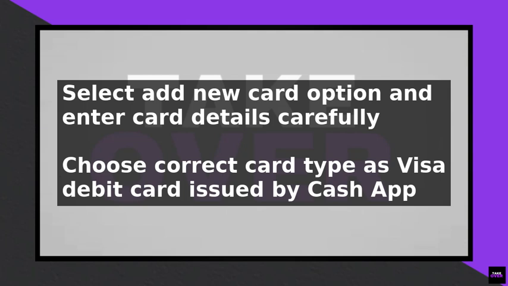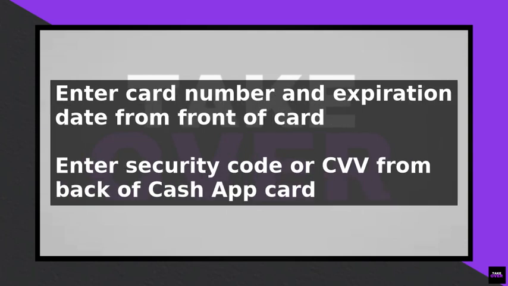Once you have entered your card details, review them to ensure they are correct. Afterpay will then verify your card by charging a small amount, usually $1, to the card. This is a standard security measure to ensure the card is valid and you are the owner. After verification, the charge will be refunded to your card. You can then use your Cash App card to make purchases through Afterpay.